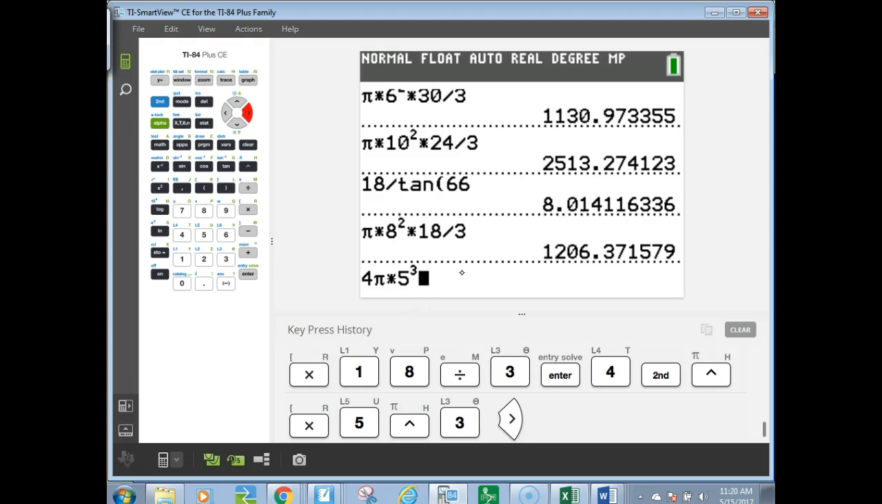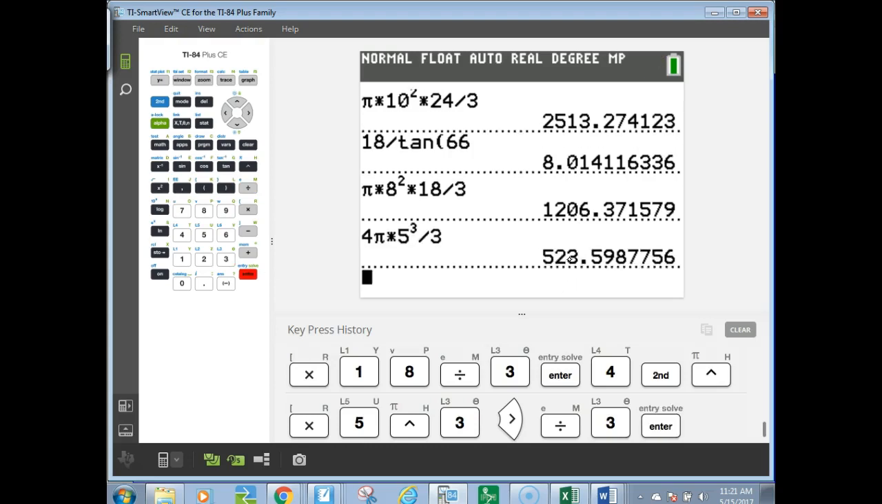Okay, 4 pi r cubed, then we have to divide by 3. All right, so if you type that in, which I hope you did to practice and find out if you're going to do it correctly, you should be getting 523.6.